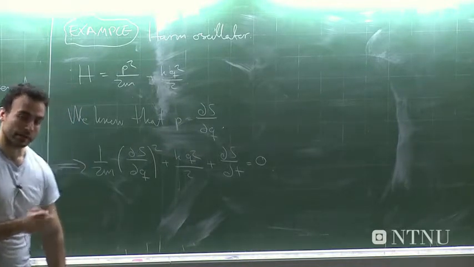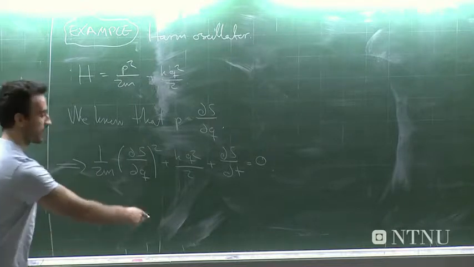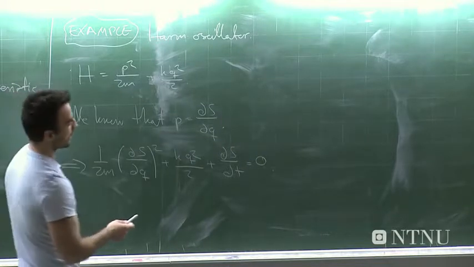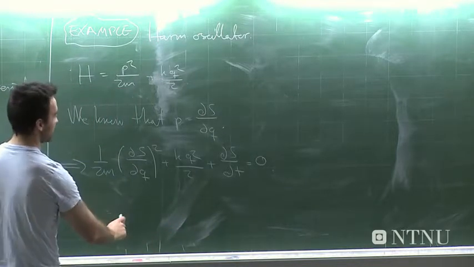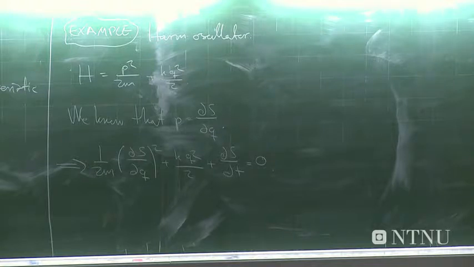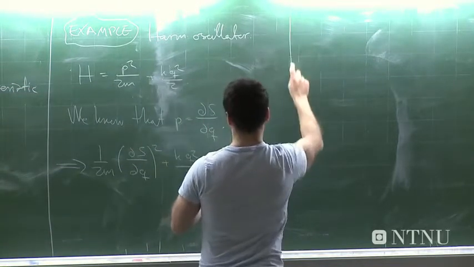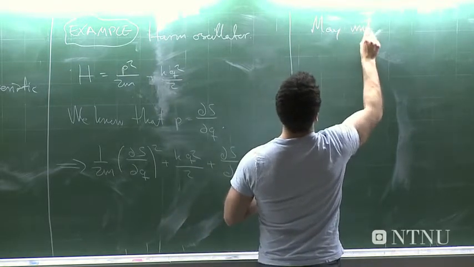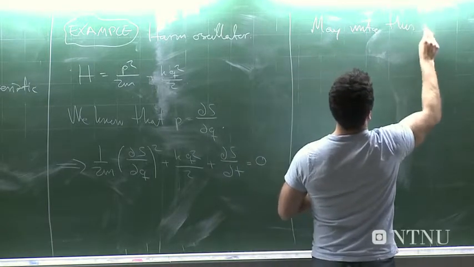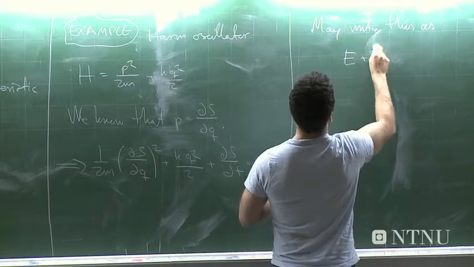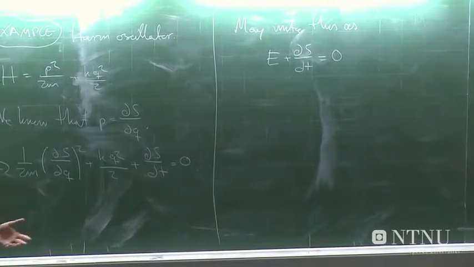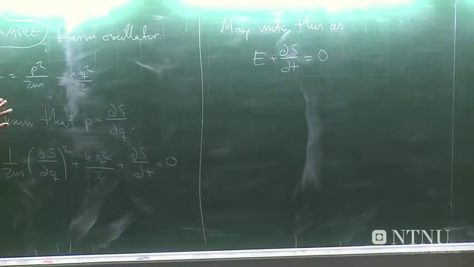All right, now the task is to solve for S. Are there any simplifications we can do here? We can replace the ∂S/∂t by the energy. Yep. So we can write this as E plus ∂S/∂t equals 0. And the reason for this is that we're dealing with a conservative system. There's no explicit time dependence in the Hamiltonian.